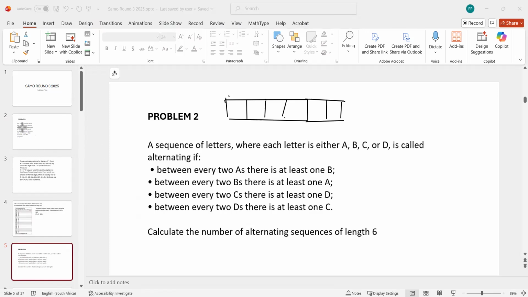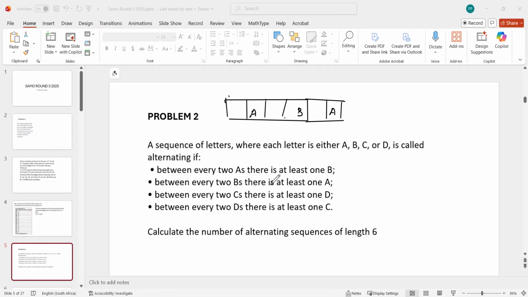The conditions are that between any two A's, there's a B. So you have A and A, at least one B. So they don't have to be only two units apart. If you've got two A's, there must be at least one B here. All right.